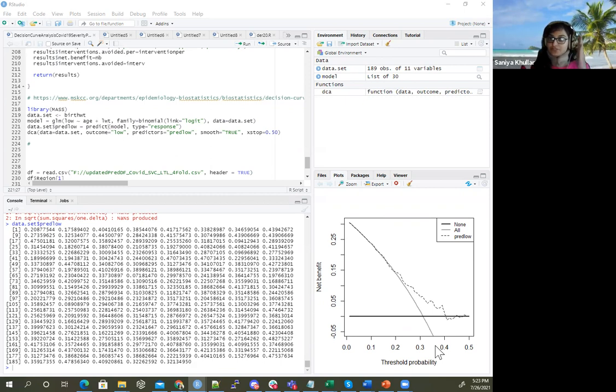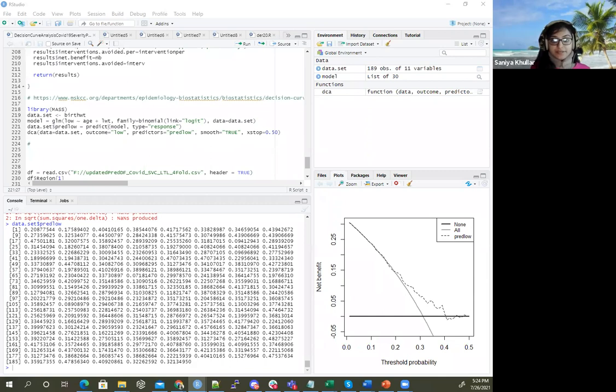So you have two extremes. You can assign all to class 0, which is treat none. You can assign all to class 1, for y equals 1, which is treat all. Or you can use your predictive method, which is what this is here. So this is an example of running their code that is provided by Memorial Sloan Kettering Cancer Center.